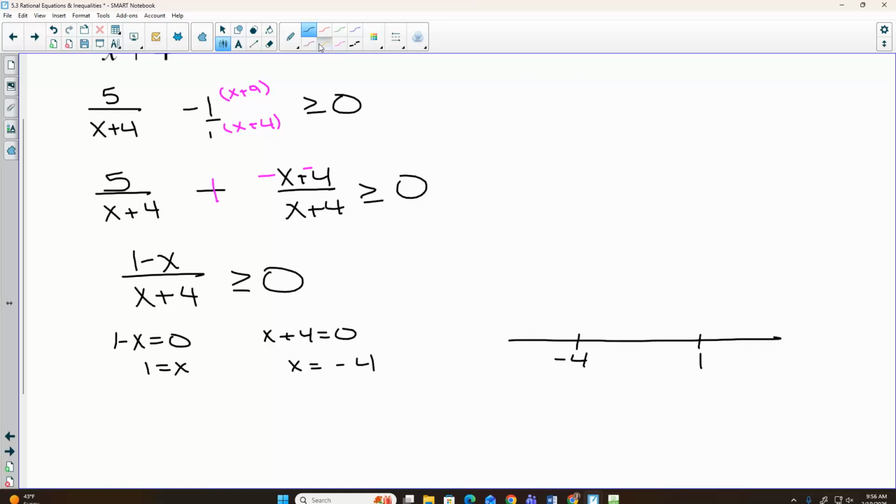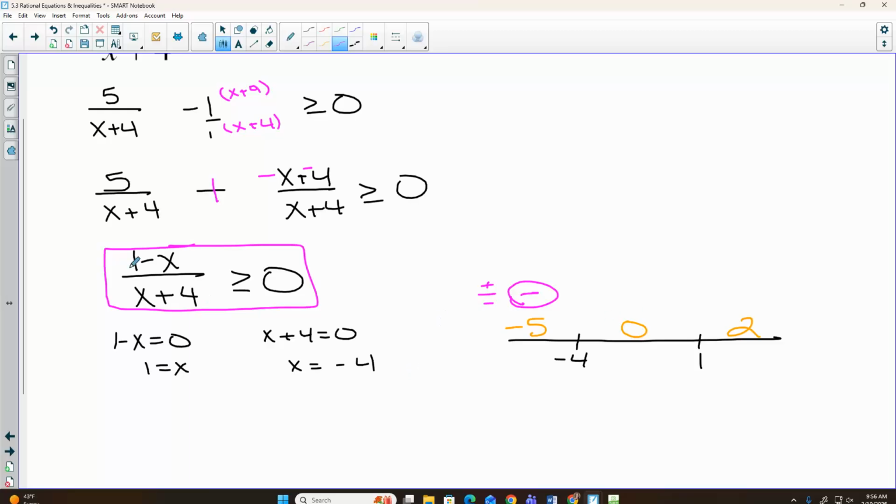So now we do test points. Give me a number smaller than negative 4. In between negative 4 and 1. And bigger than 1. I am plugging those into this fraction to decide if it's positive or negative. So if I put in negative 5, 1 minus negative 5, so 1 plus 5 is positive. On the bottom, negative 5 plus 4 is negative, so that section turns out to be negative.